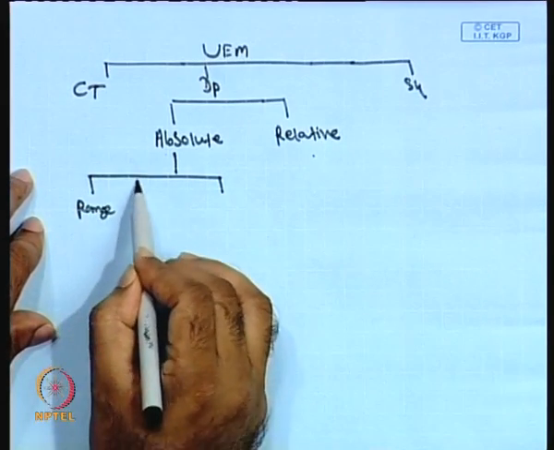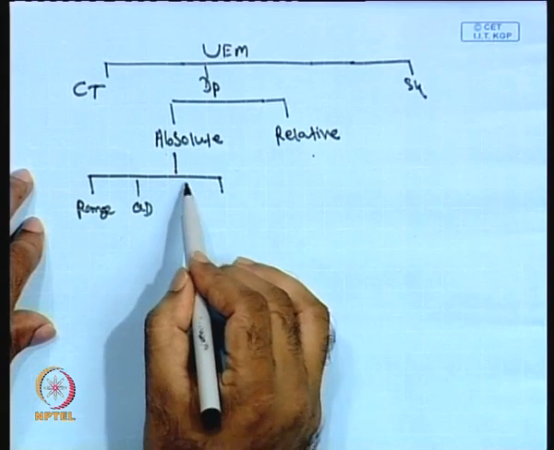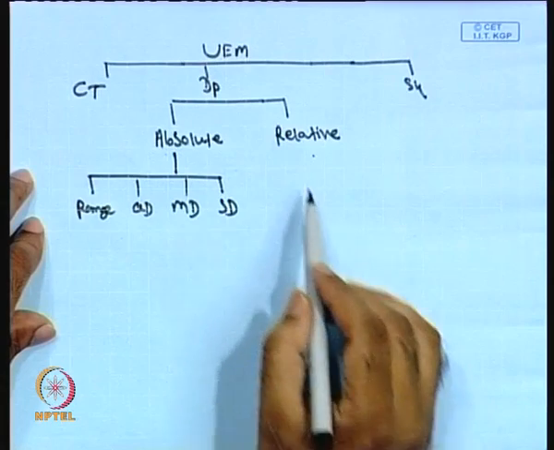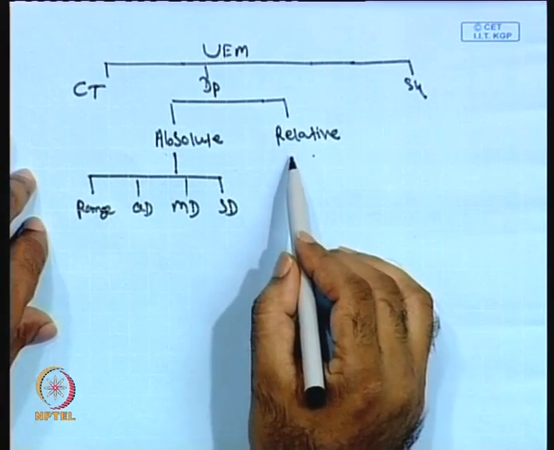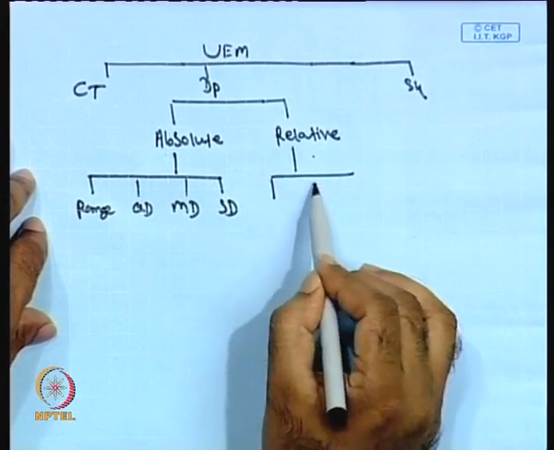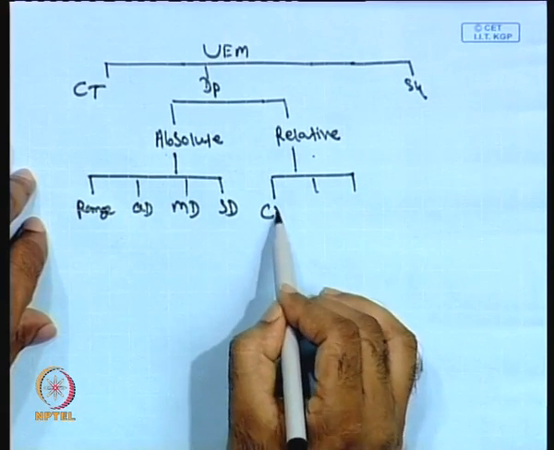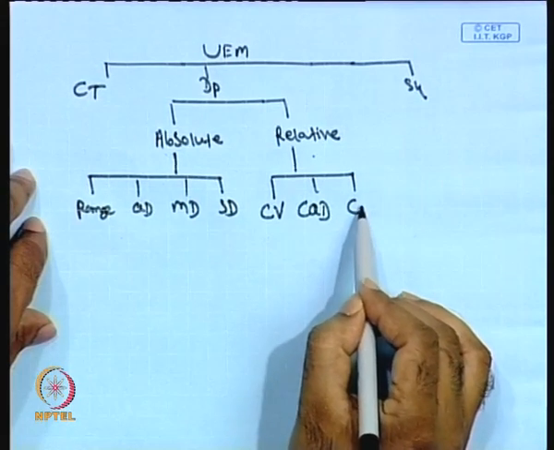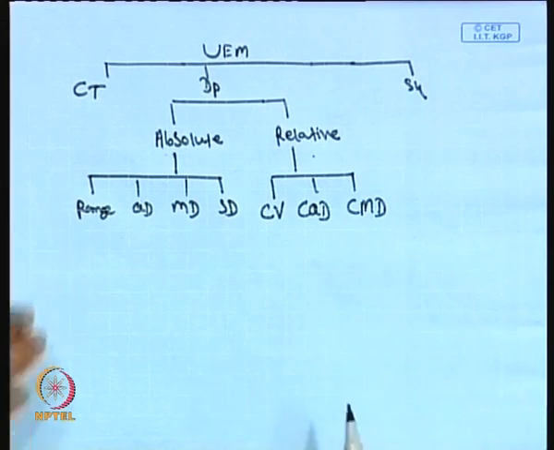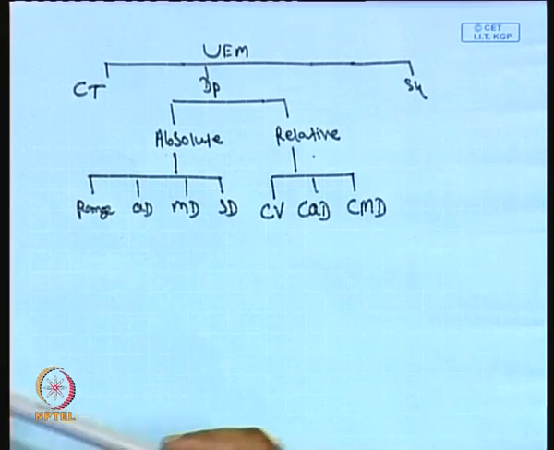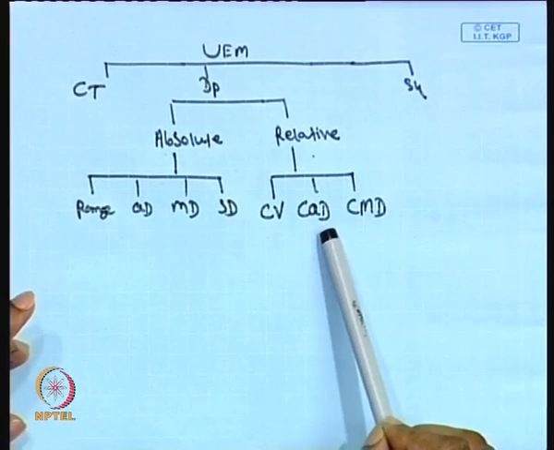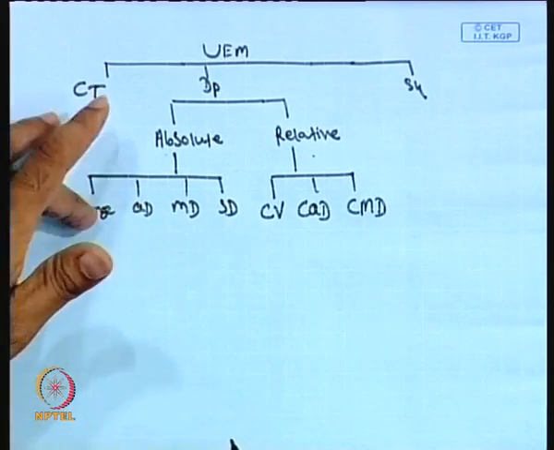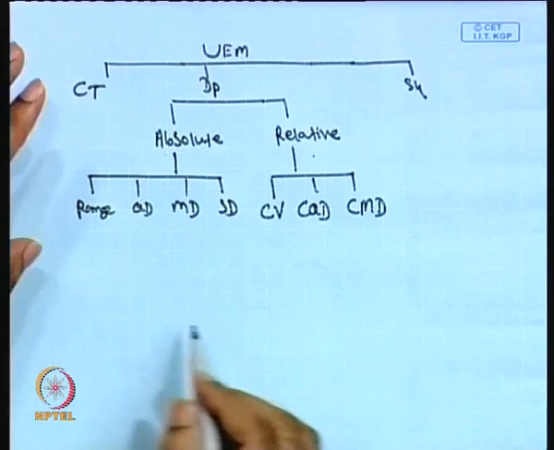Range, quartile deviation, then mean deviation, then standard deviation. Under relative measures of dispersion, we have three different techniques: coefficient of variation, coefficient of quartile deviation, and coefficient of mean deviation. Now I will explain what all these components are about.